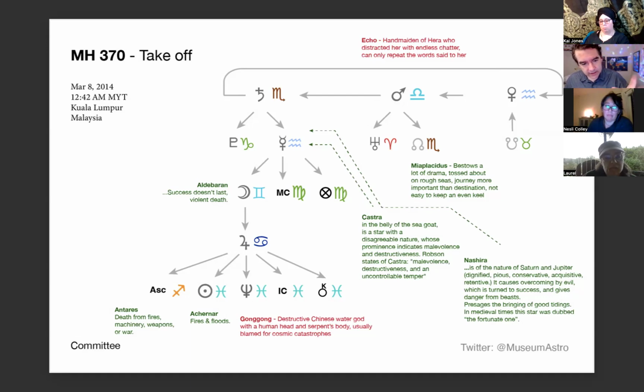Sun is on Achernar. I don't know how to pronounce that. Fires and floods. Neptune is on Gonggong, which is an asteroid, a destructive Chinese water god with a human head and a serpent's body, usually blamed for cosmic catastrophes. Again, could you do this with a circle chart? Of course, but maybe it would.